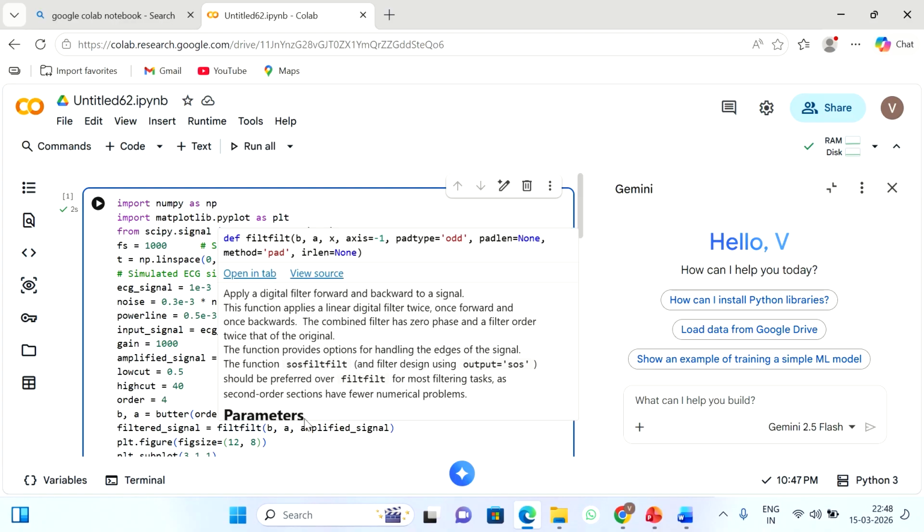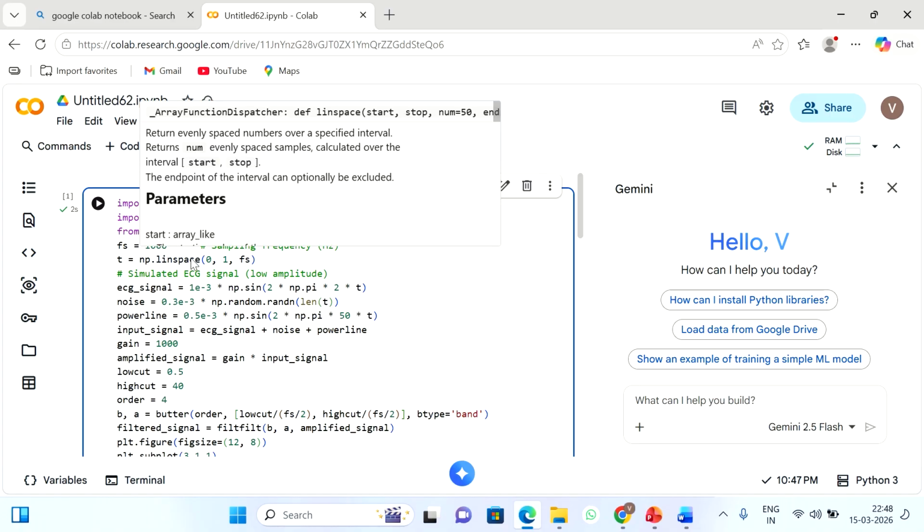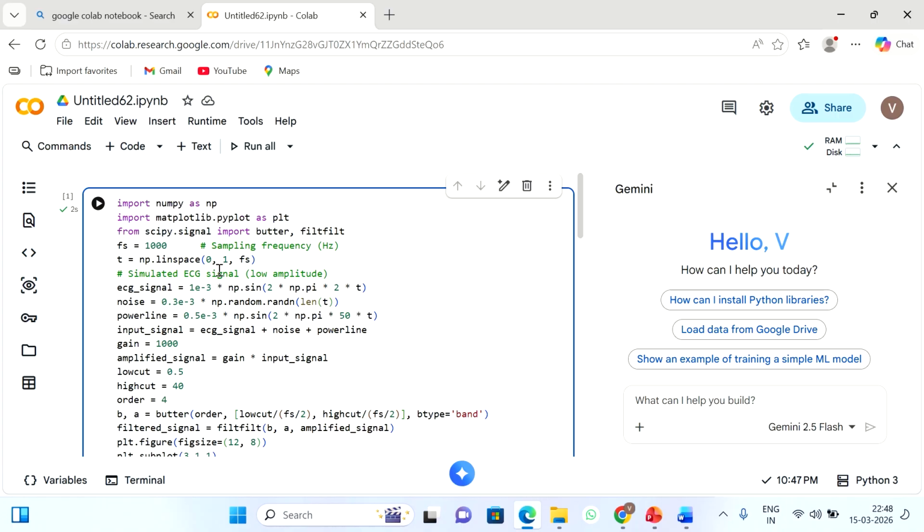So first one, what does this code do? This imports the NumPy library and gives it the short name NP. So NP is NumPy, and NumPy is used for numerical calculations, arrays, sine waves and random values. This imports the matplotlib plotting module and gives it the short name PLT, and it is used to draw the graphs.